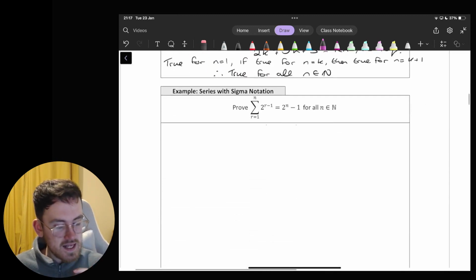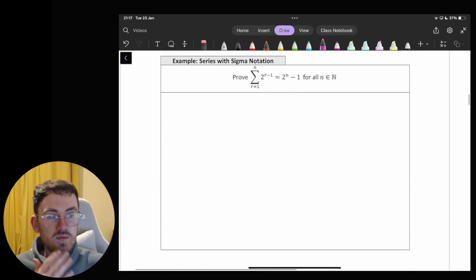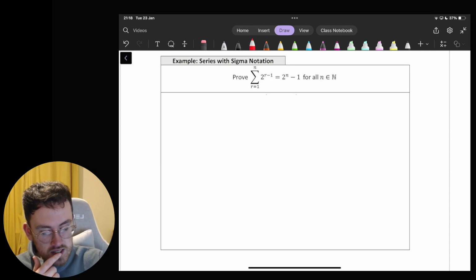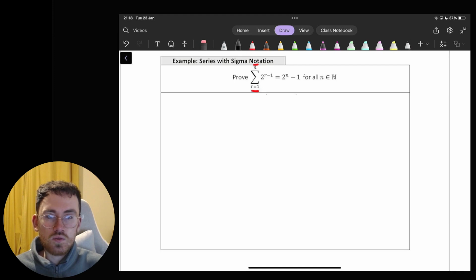Now, the next example is a particular one because it's bringing in what we call sigma notation. I went through sigma notation a little bit in the introduction. The general idea is that it's just another way of writing a sum. They give us a starting and an ending point. So it says it's a sum starting from when r is 1 and ending when r is n.